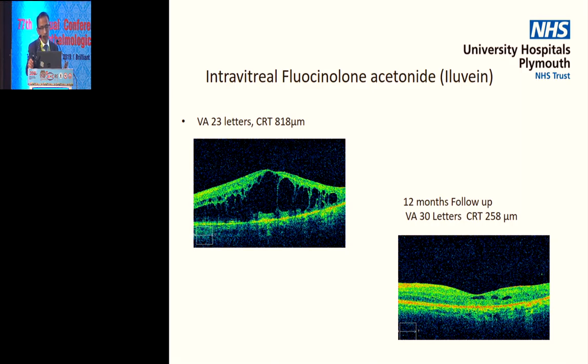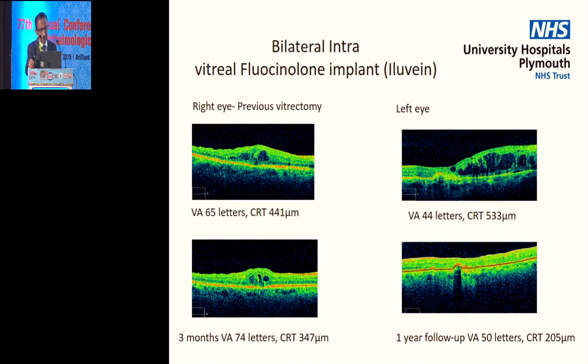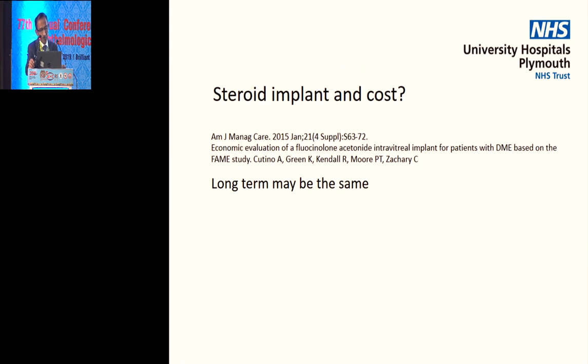So I gave a fluocinolone acetonide injection, and after 12 months, the retina is completely dry, and the vision has picked up to about 30 letters better than what she had when the patient presented with 23 letters. And the patient has been relatively stable with a fairly stable visual acuity. They can also do a bilateral intravitreal implant, which seems to do very well, and they seem to tolerate this injection well as well.